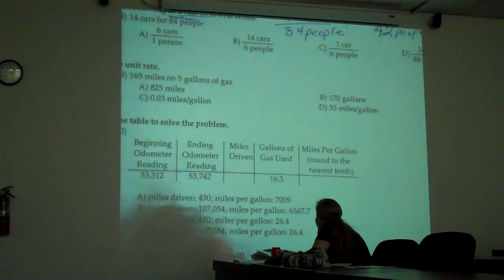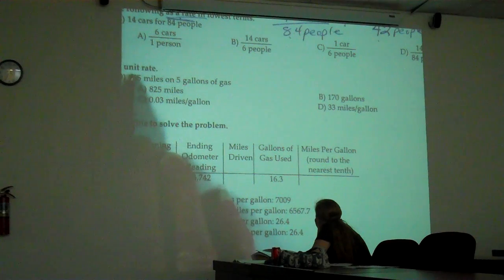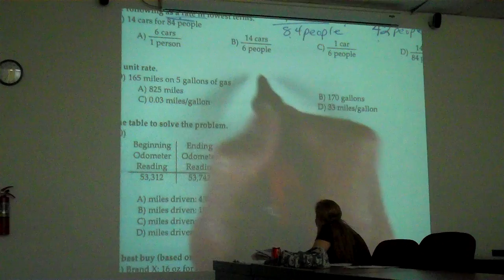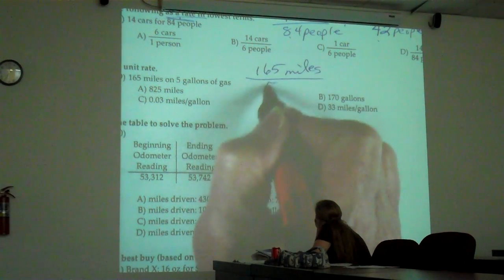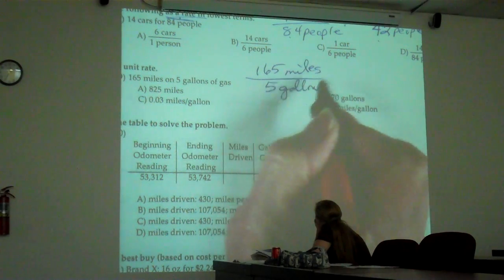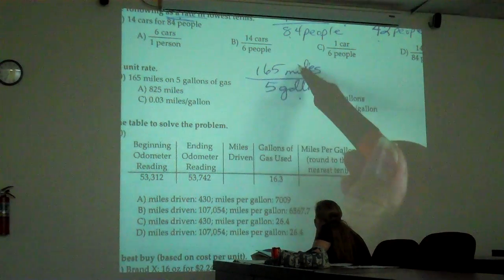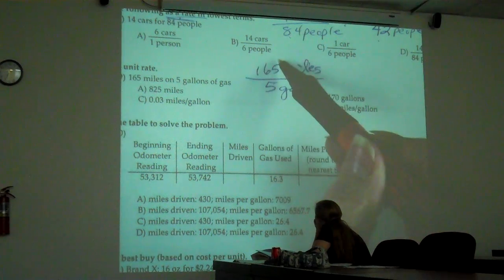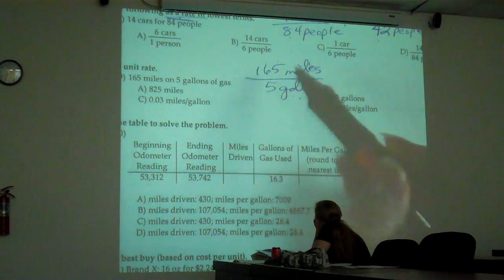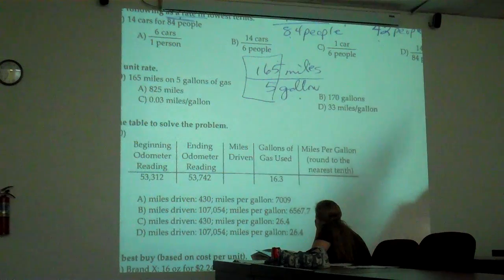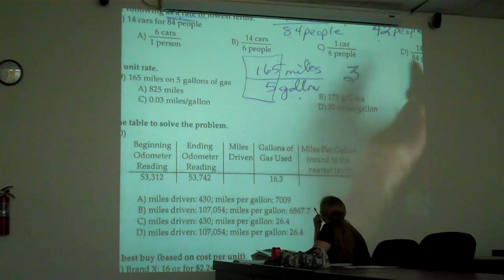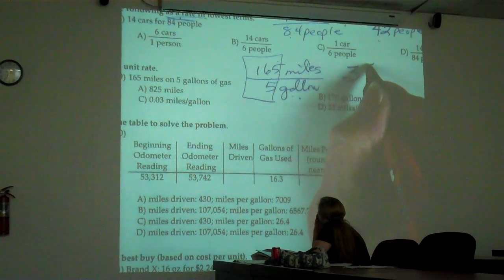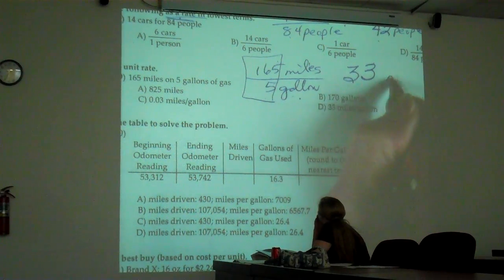Okay, next is unit rate. That means for every one of something. So if you have 165 miles on 5 gallons, you're going to have miles per gallon. Miles divided by gallons. So do 165 divided by 5, and that'll tell you how many miles per gallon. Is that about 35? 33 miles per gallon.